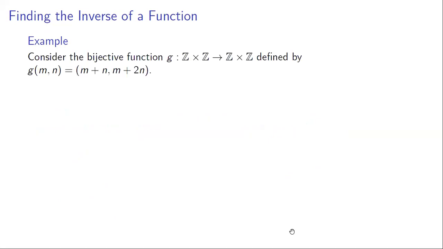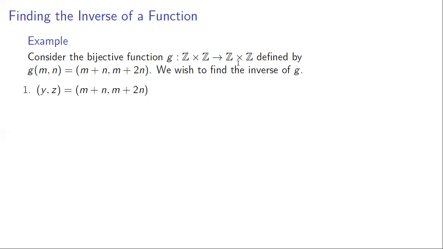Let's do another example. This is a more complicated one, as you'll see. So consider the bijective function g from Z cross Z to Z cross Z, defined by g of m comma n is equal to m plus n comma m plus 2n. We've met this function before. It's a function where the input is a pair of numbers and the output is a pair of numbers, a pair of integers specifically.